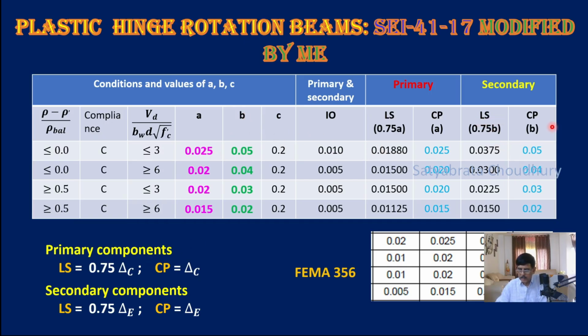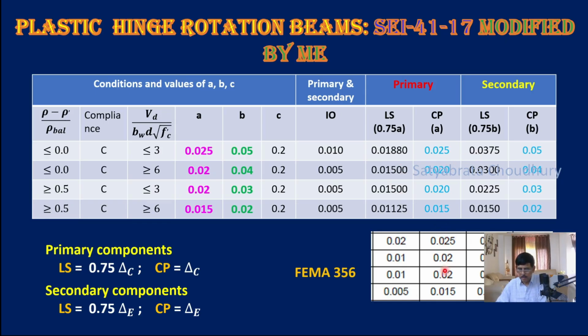So you could get easily the CP points, and 75% of these are the LS points for secondary members. So now let us compare these values corresponding to FEMA 356. IO is common in both the primary and secondary in both the documents. In the primary you see a little difference is there in the values. 0.02 it is 0.1880, 0.01 0.1500, a little difference like that.